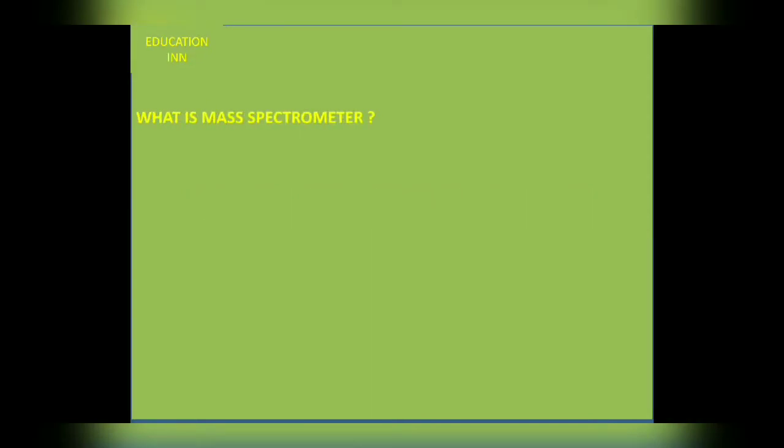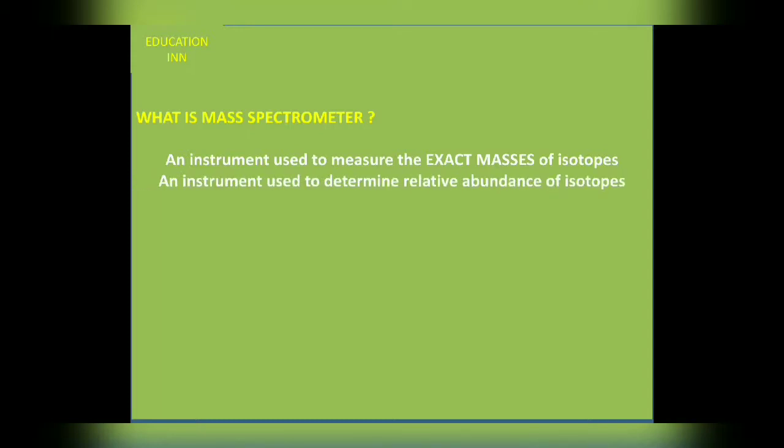What is a mass spectrometer? Mass spectrometer is an instrument used to measure exact masses of isotopes. Isotopes have different masses, so to measure these masses we use mass spectrometer. Similarly, it is an instrument used to determine relative abundance of isotopes. Isotopes have different percentage in nature, so to determine these percentage we use mass spectrometer. So it is clear that we use spectrometer to find out the masses and relative abundance of different isotopes.